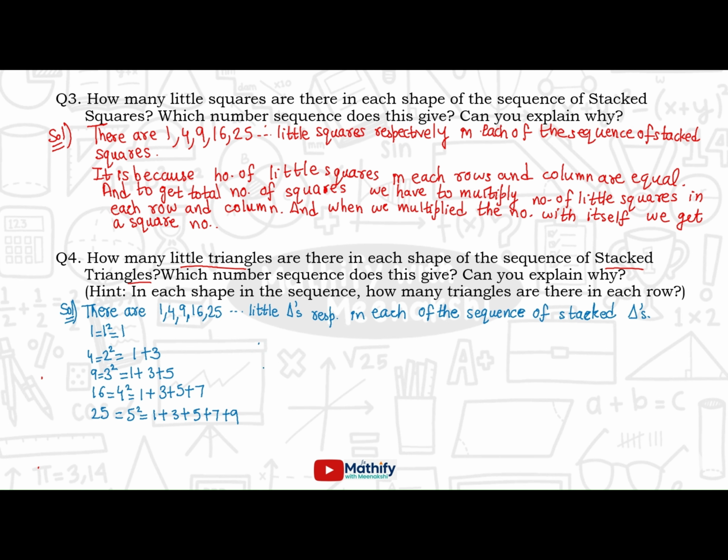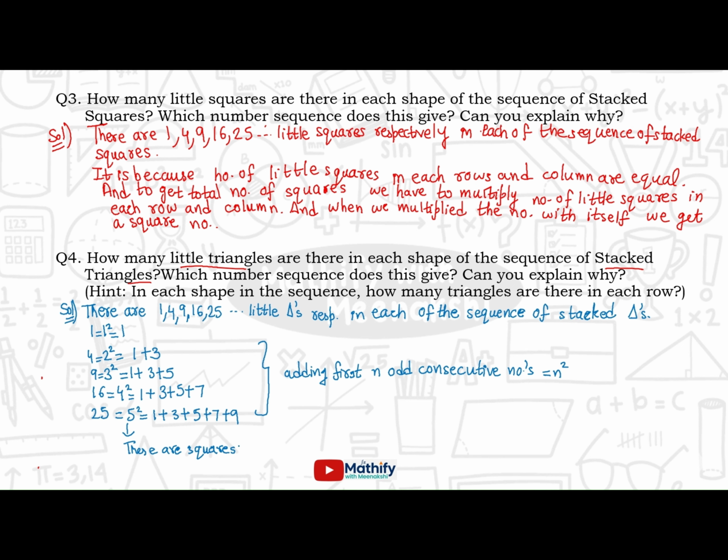So you can write here: adding the first n consecutive odd numbers will always give you n square. Yes, here we use this, and you can write that these are squares because it's representing the sequence of square numbers.